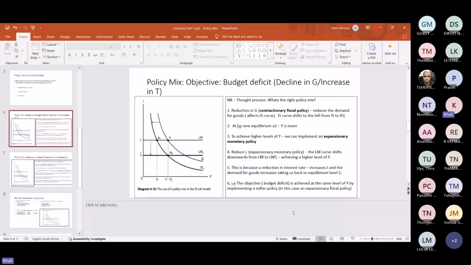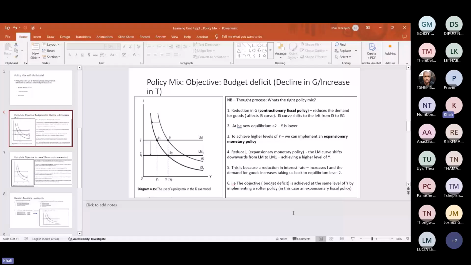So if you draw your diagram, you draw your I on the vertical axis and your Y on the horizontal axis. You've got your downward sloping IS curve. We'll call that IS0. You've got your horizontal LM curve. We'll call that LM0. At the intersection, you've got your Y0 and your I0. So this is the initial point where you've got a government deficit, a budget deficit.